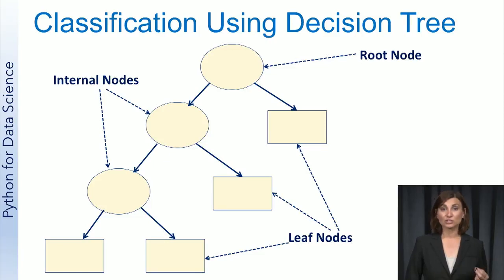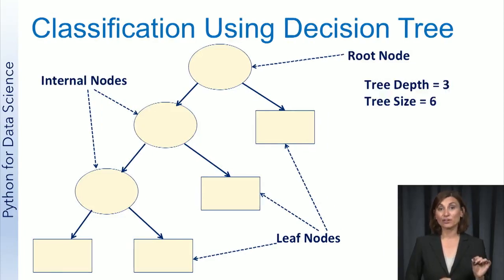A classification decision is made by traversing the decision tree starting with the root node. At each node, the answer to the test condition determines which branch to traverse to. When a leaf node is reached, the category at the leaf node determines the classification decision.